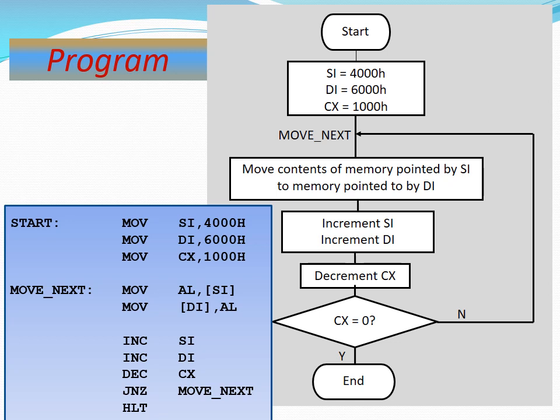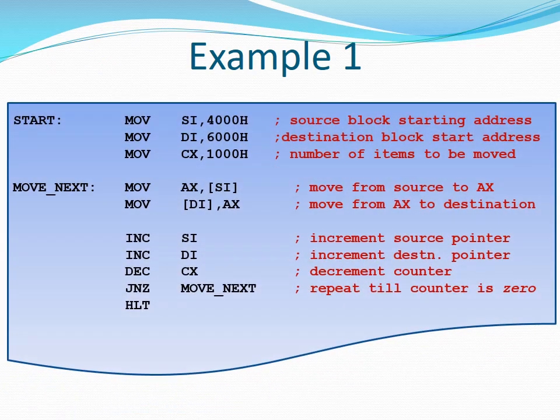The next three instructions are used to adjust the pointers and the counter. The next instruction is a conditional branch instruction. The conditional branch instruction allows us to execute a loop 1000 times. And when you execute it 1000 times, it means we would move 1000 items from the source block to the destination block. That is the commented program.